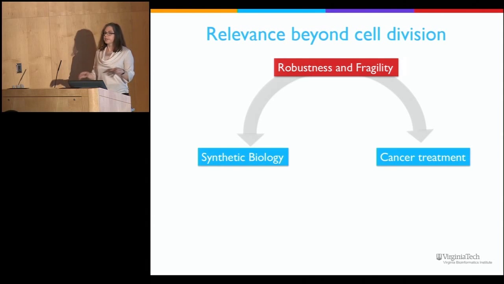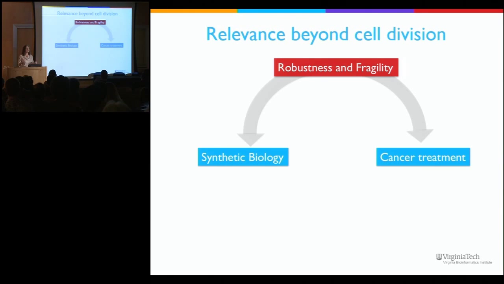So I've told you that we are interested in this aspect of robustness. How is cellular function reliably achieved? The flip side of that is the fragility. So in which aspect are cells or cellular function sensitive? And that links to two other areas.